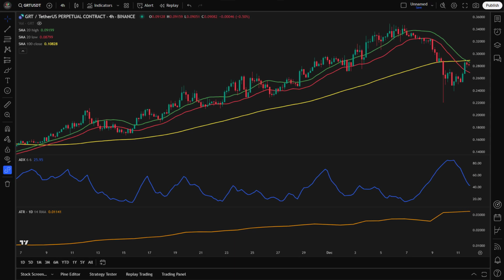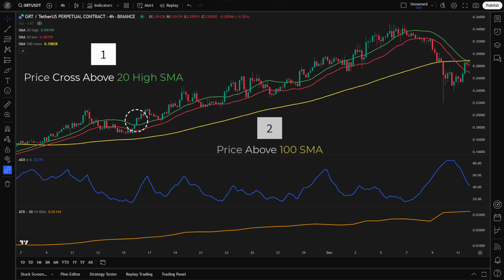Now that we've covered the key indicators in our strategy, let's put them all together and see how we can apply them to analyze trends and generate our trading signals. To enter a long trade, we need to meet all of these conditions. 1. The close price must cross above the 20-high SMA. 2. The close price must also be above the 100 SMA, confirming we're in an uptrend. 3. The ADX must be above 25, which confirms a strong, trending market.